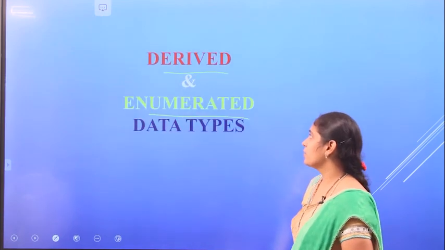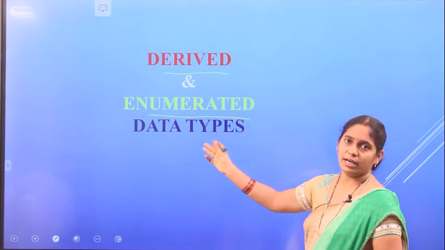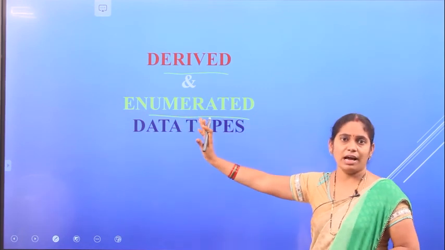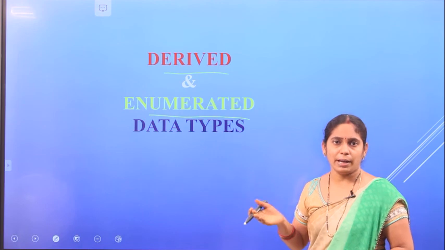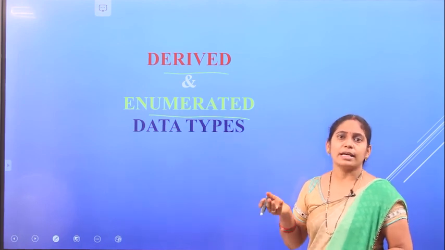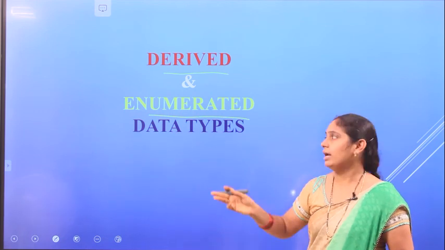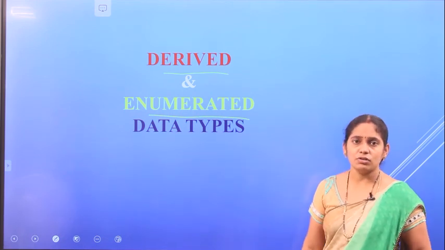Next are derived data types and enumerated data types. In total we have 4 types of data types. One is the primary or basic data type. The second is the void data type. The third is the derived data type. And finally the enumerated data type. Now let's talk about all of these.